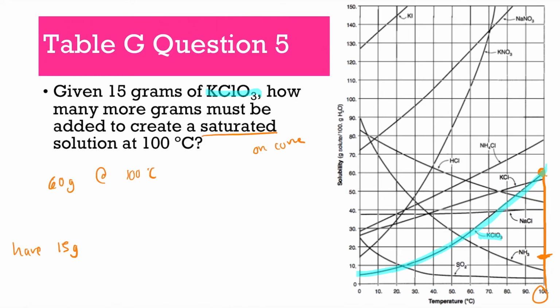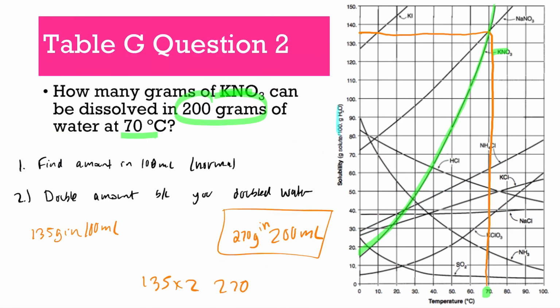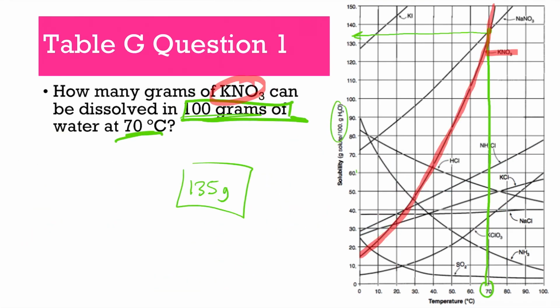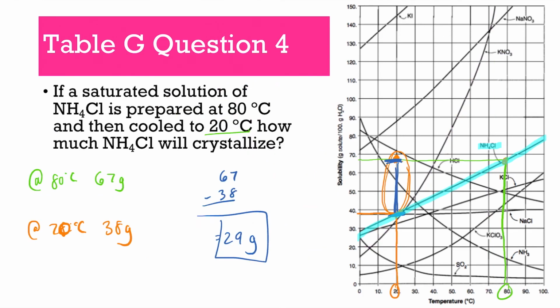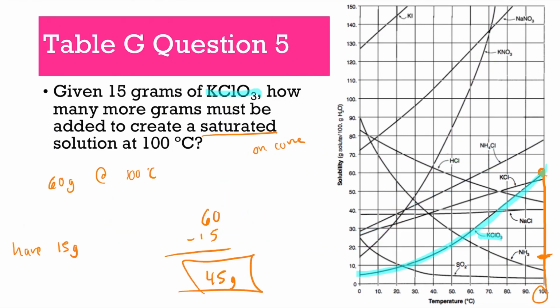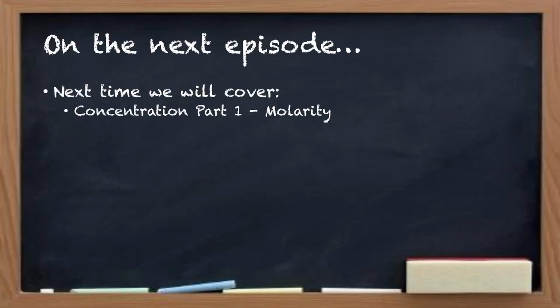So currently, we would say that's an unsaturated solution because it's under the curve. So if you have 15 grams and you can make a saturated solution with 60 grams, how much more do you need? 60 minus 15 is 45 grams. And that's it. So again, these are the 5 types of questions you'll see with this. Question 1 is your very, very basic, pick a number off a graph. 2 and 3 show variations of that, and then 4 and 5 are different types, but they all generally work the same way.